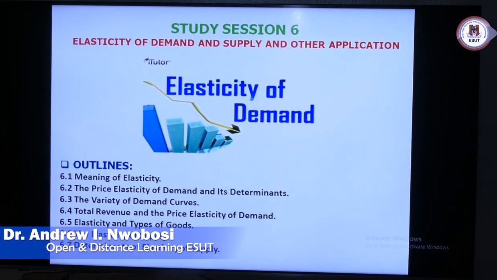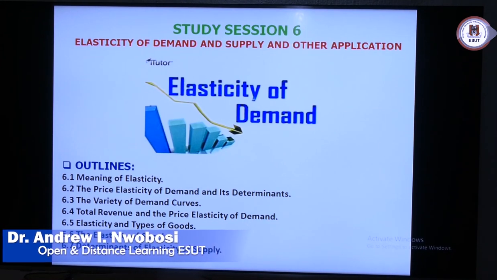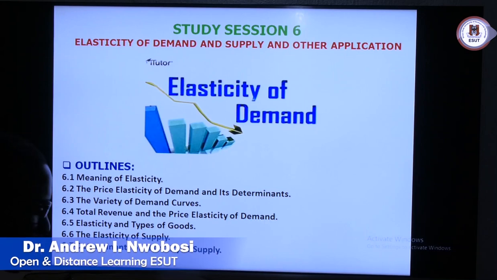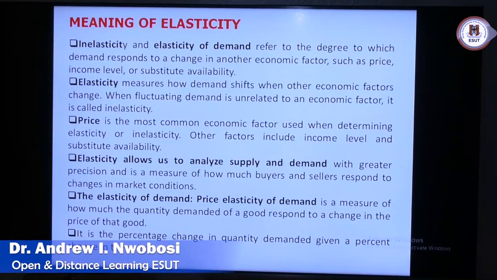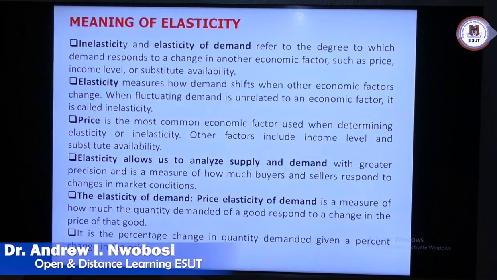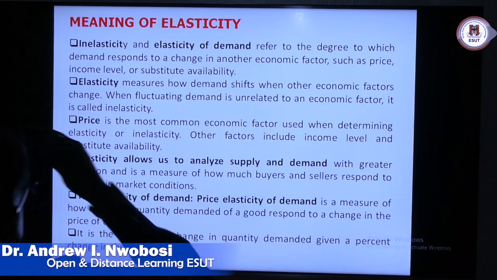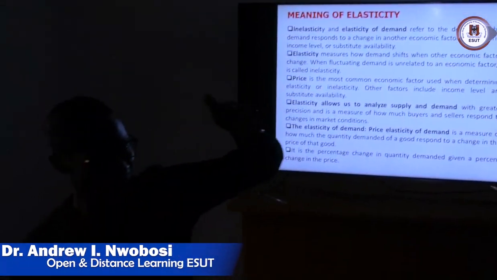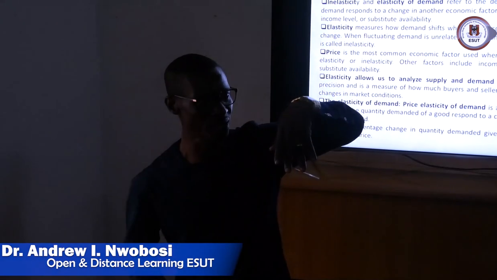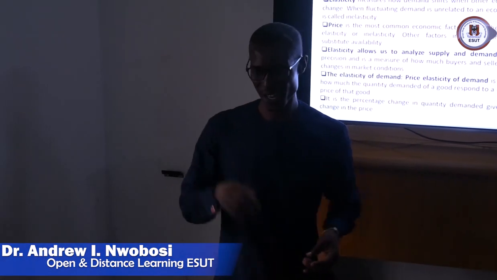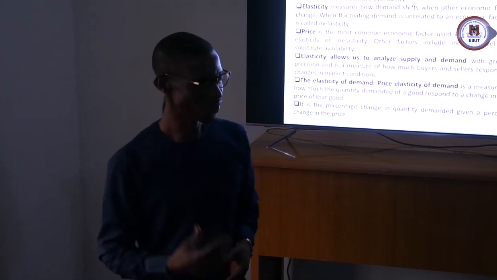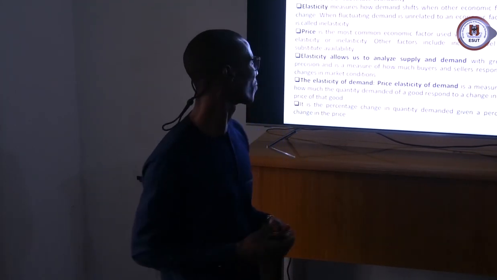Elasticity of demand. What is elasticity of demand? The price elasticity of demand and its determination. We go straight to elasticity of demand. Elasticity of demand is simply the change in demand of a commodity divided by the change in price of that commodity times 100/1 in terms of measurement.